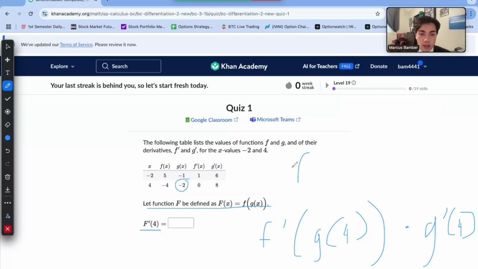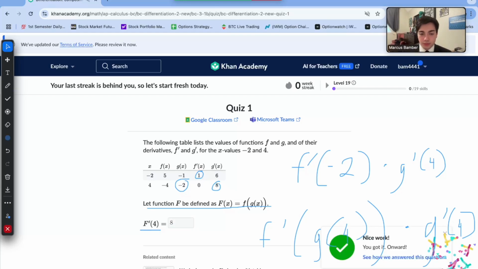So now we're going to find f prime, the derivative of f at negative 2. We're going to multiply that by the derivative of g at positive 4. And now the derivative of g at positive 4 is equal to 8. Derivative of f at negative 2 is 1. So we do 1 times 8, and we are left with 8. So 8 is the answer.